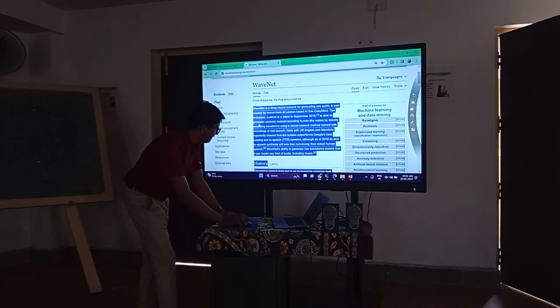So WaveNet has the ability to generate raw waveform. It can model any kind of audio, including music.